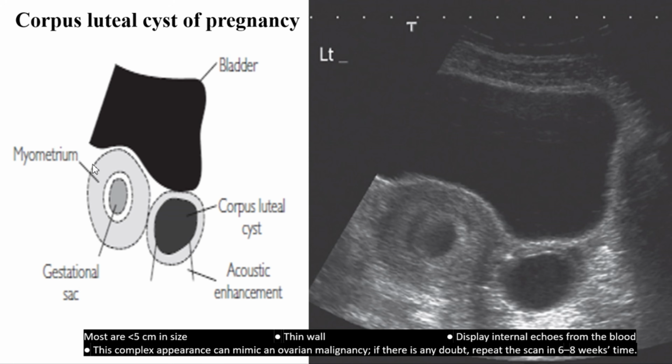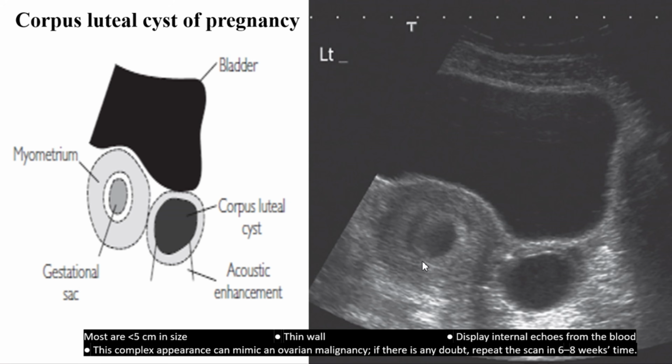As here you can see the schematic diagram, and this one is the adjacent sonogram. Here you can see the urinary bladder, and this one is the uterus, and here you can see the gestational sac which is present in the endometrial cavity of the uterus.